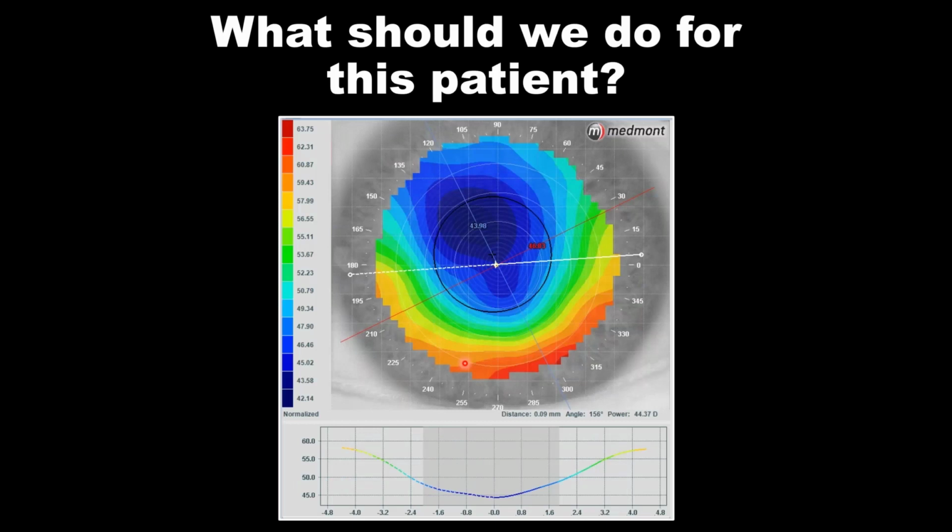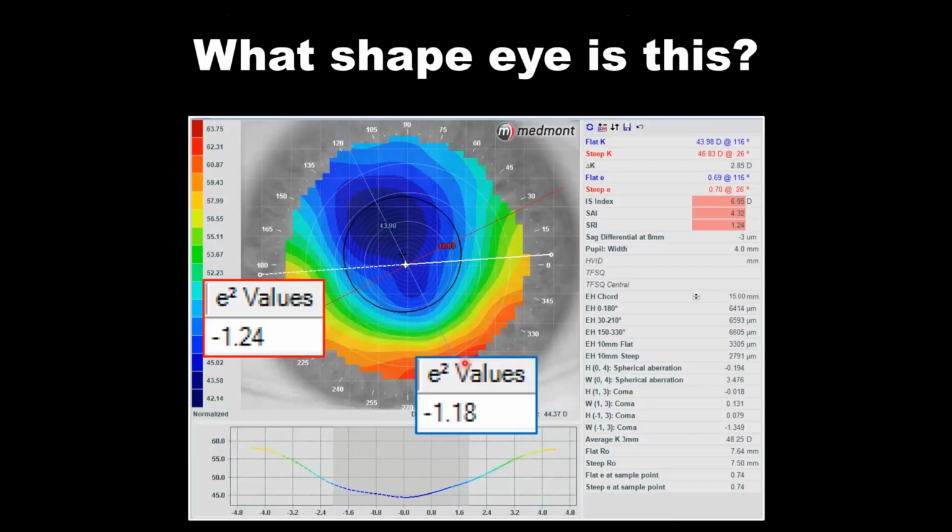Well, again, we might go to the EH chord attributes and determine what is the height of this eye. And here we see that at a 15 millimeter chord, the sagittal depth of this cornea is incredibly high. It's estimated to be over 6,000 microns. Now, I don't know if I trust that it's exactly 6,000 microns. We really need a composite topography here to have an appreciation of this peripheral corneal angle and how that may run into the sclera.